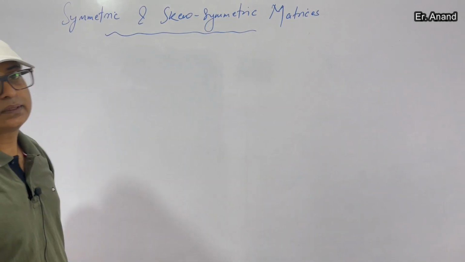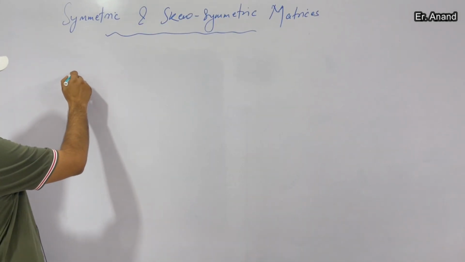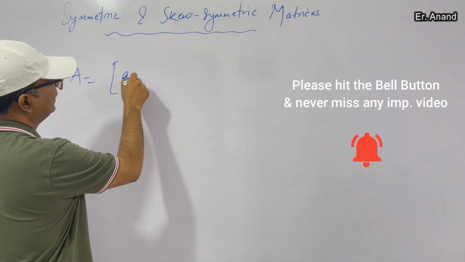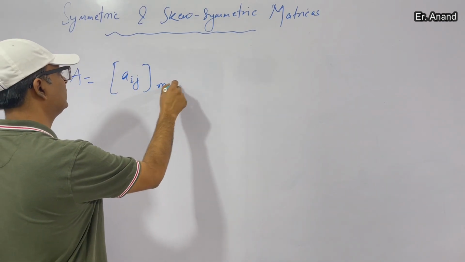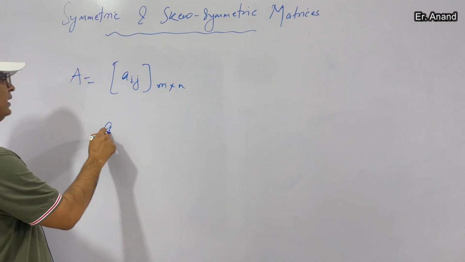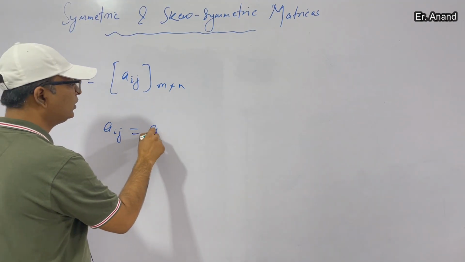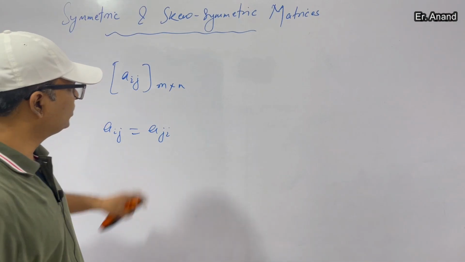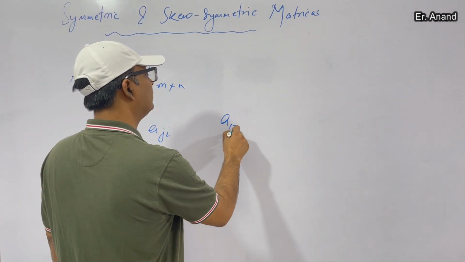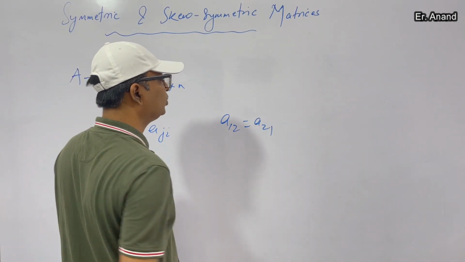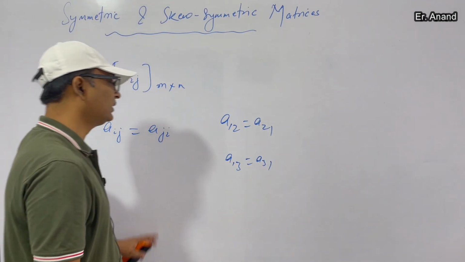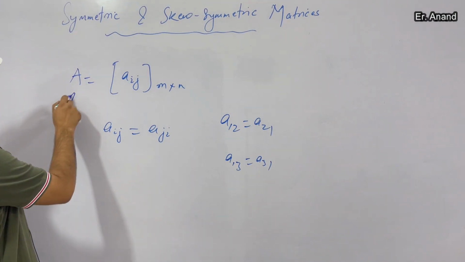Two very important concepts. Symmetric matrix. Let's say we have a matrix A given as Aij. Let this matrix be M cross N. If Aij is equal to Aji for all the elements, that is, A12 is equal to A21, A13 is equal to A31, and so on, if we have such a matrix, we say that the matrix is symmetric.